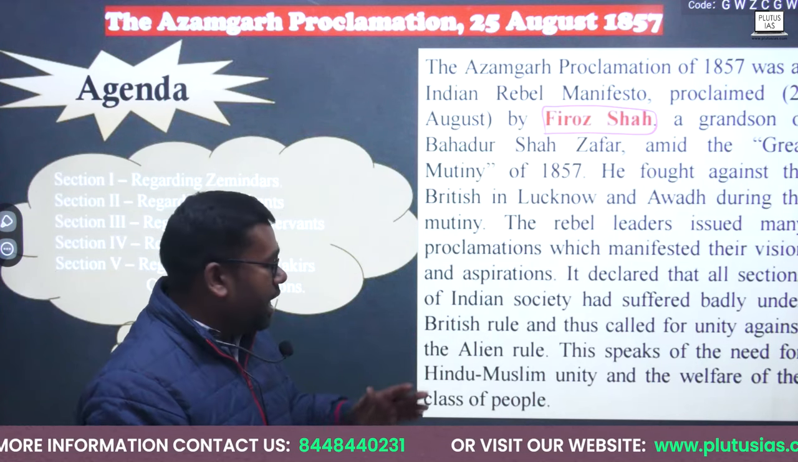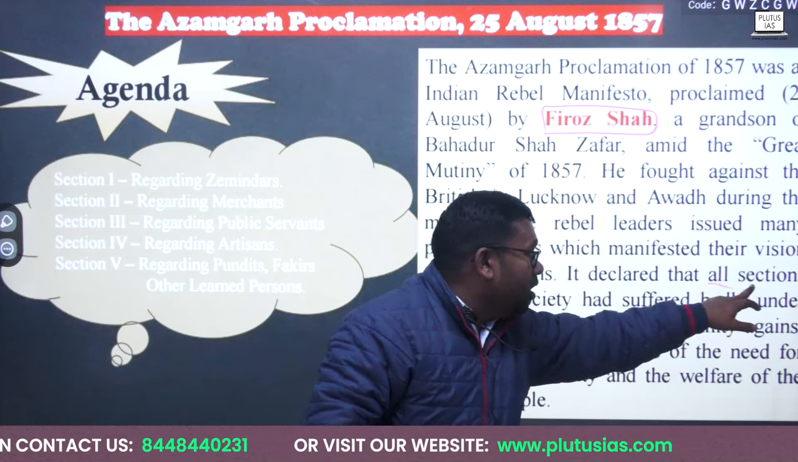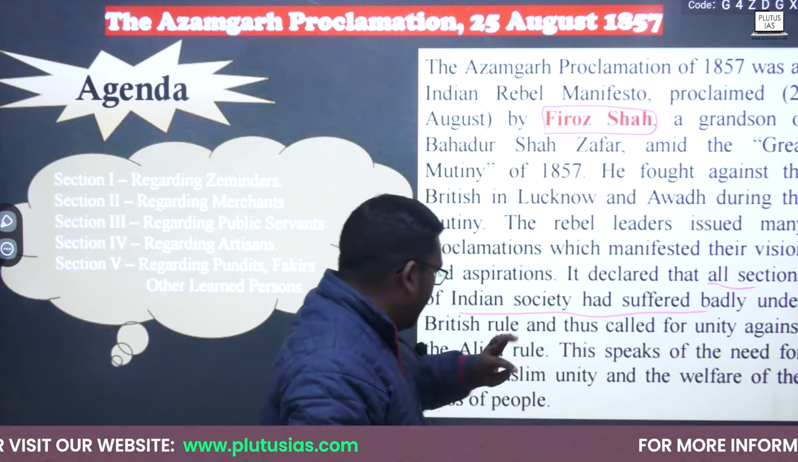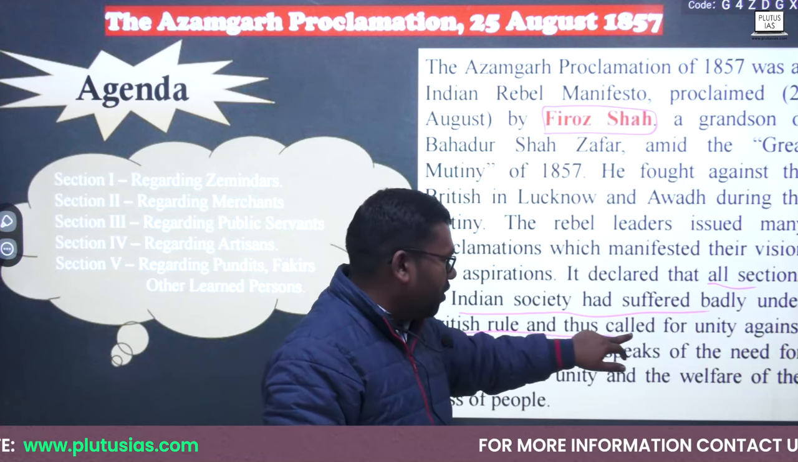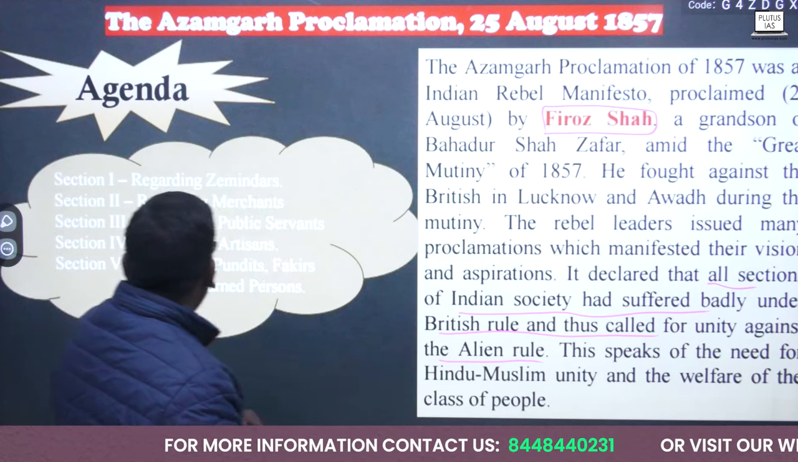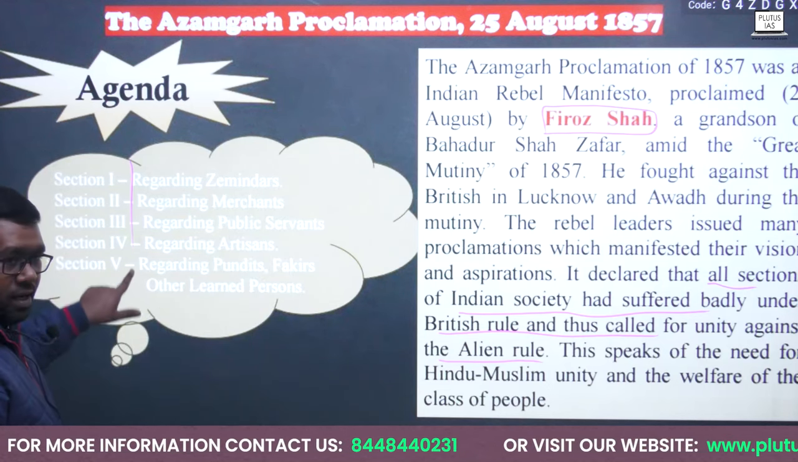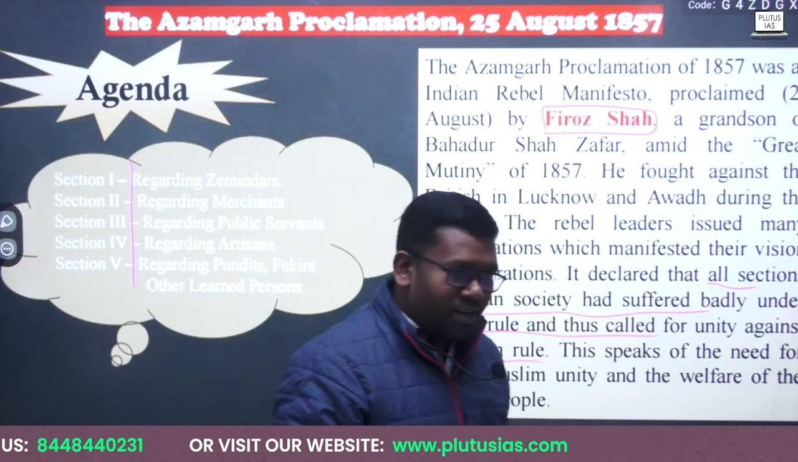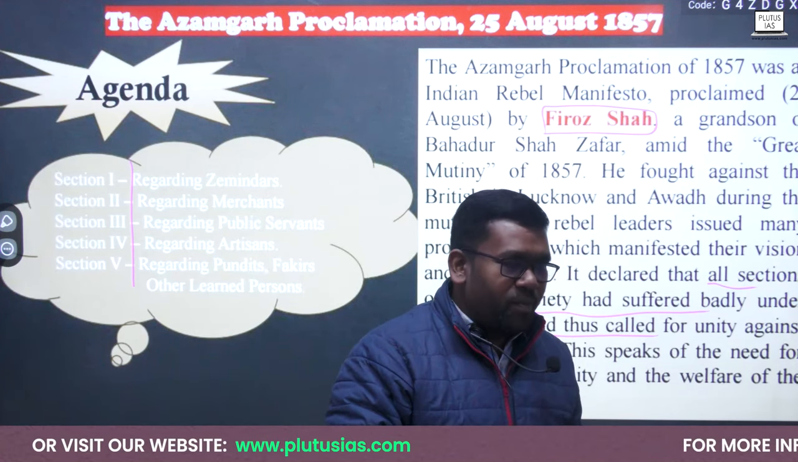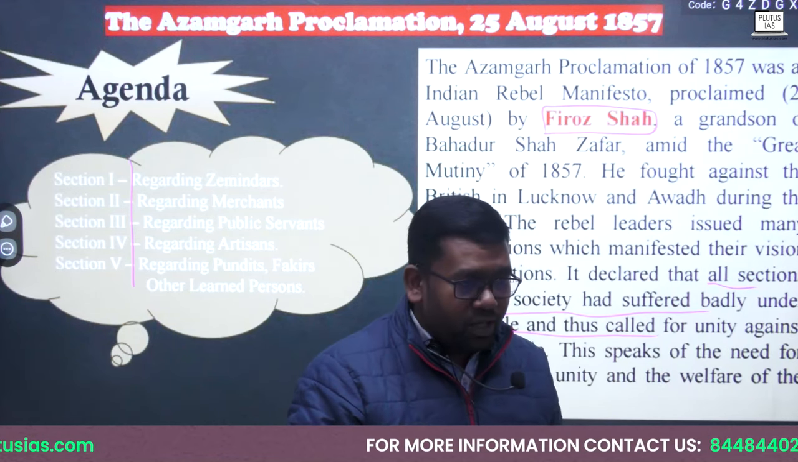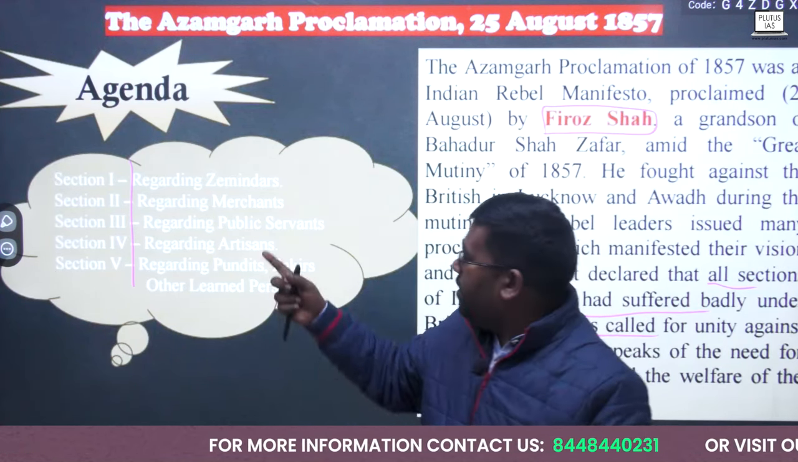Okay, so he declared that all sections of Indian society had suffered badly under British rule, and thus called for unity against the alien rule. He brought five important agenda. He told the Zamindars that they had also been exploited. So if you have exploited Indian people, do not exploit them; and since you were exploited by the Britishers, support us. So he issued an agenda related to Zamindars.